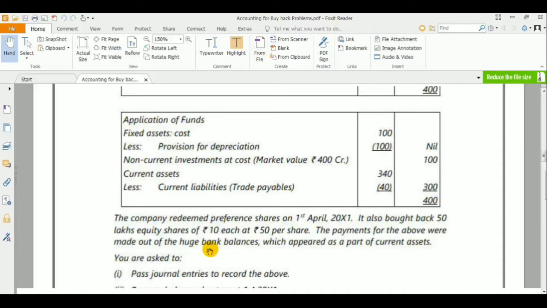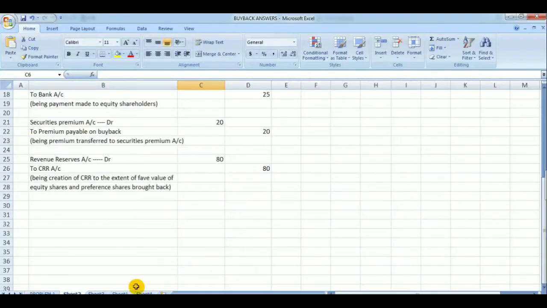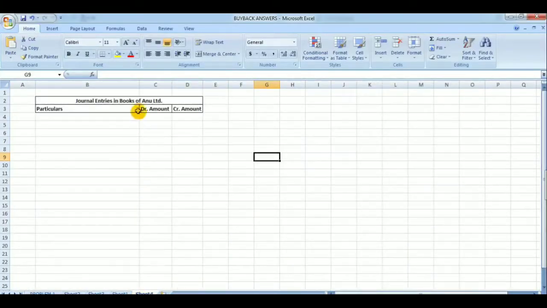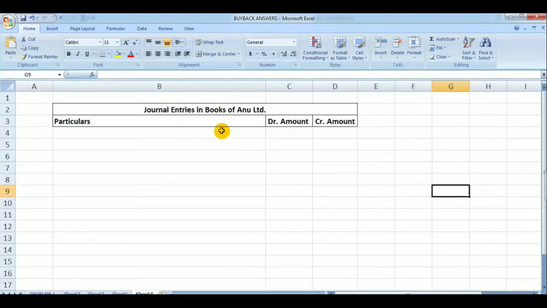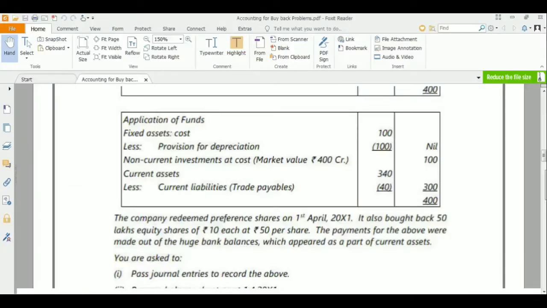Now what we have to do is pass journal entries to record the above transactions. For that, first of all, let us make the journal format. The journal should look like this: in the books of Anu Limited, journal entries. Once this format is prepared, we can start with this sum.